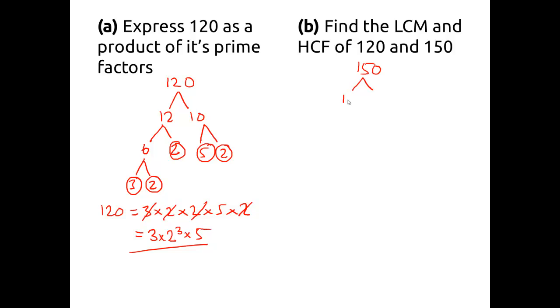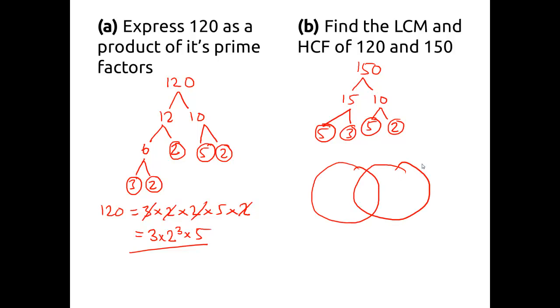150 is equal to 15 times 10. And 10 is equal to 5 times 2. Both of these numbers are prime. 15 is equal to 5 times 3. Both of these numbers are prime. Now I'm going to use the Venn diagram method in order to find the lowest common multiple and highest common factor of these two numbers.